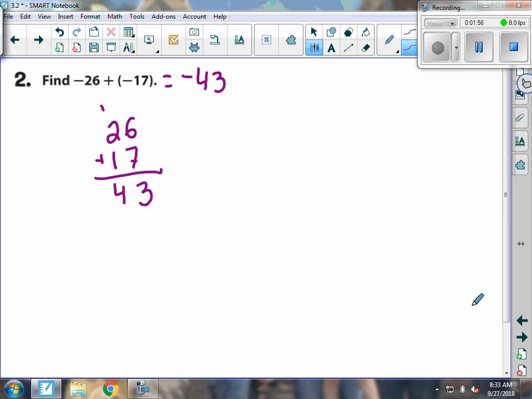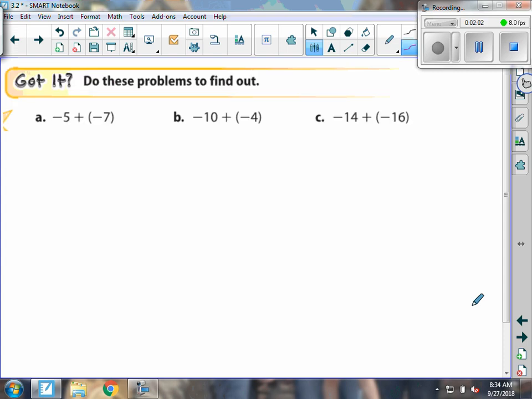So again, if your signs are the same, if they're both positive or they're both negative, we just add them together. So take a moment to work these three problems out, please. Okay, if you need more time, go ahead and pause this.